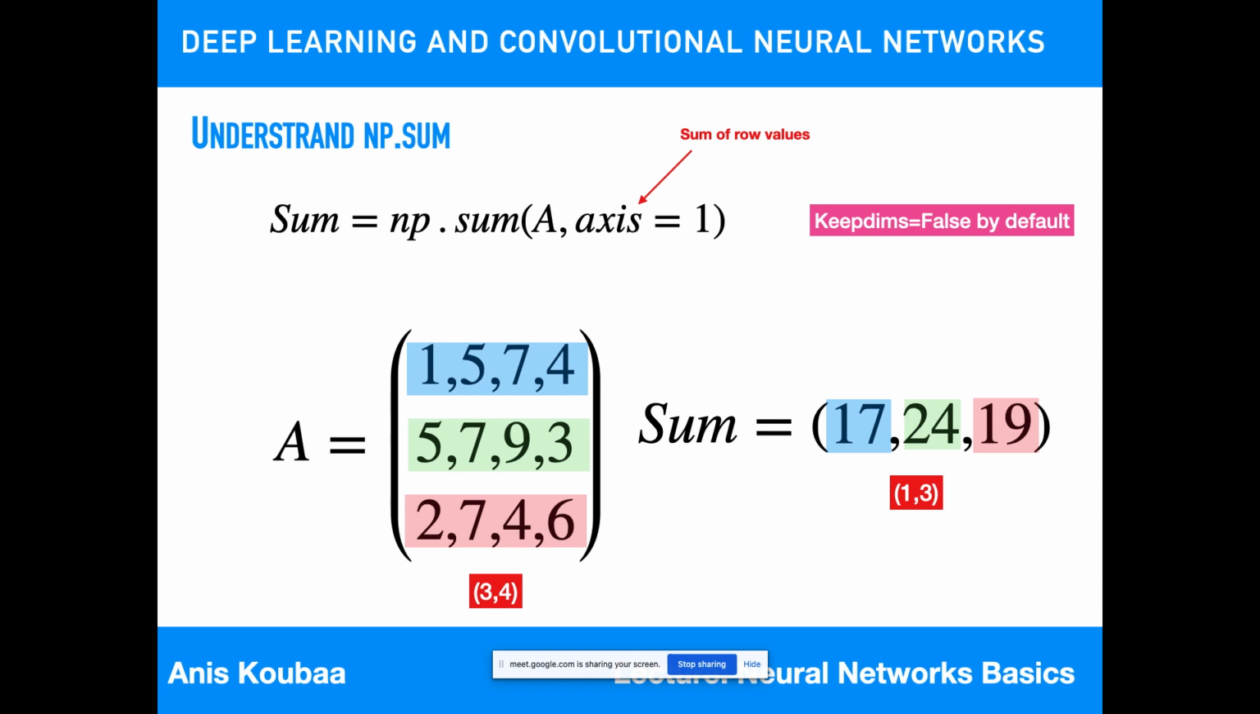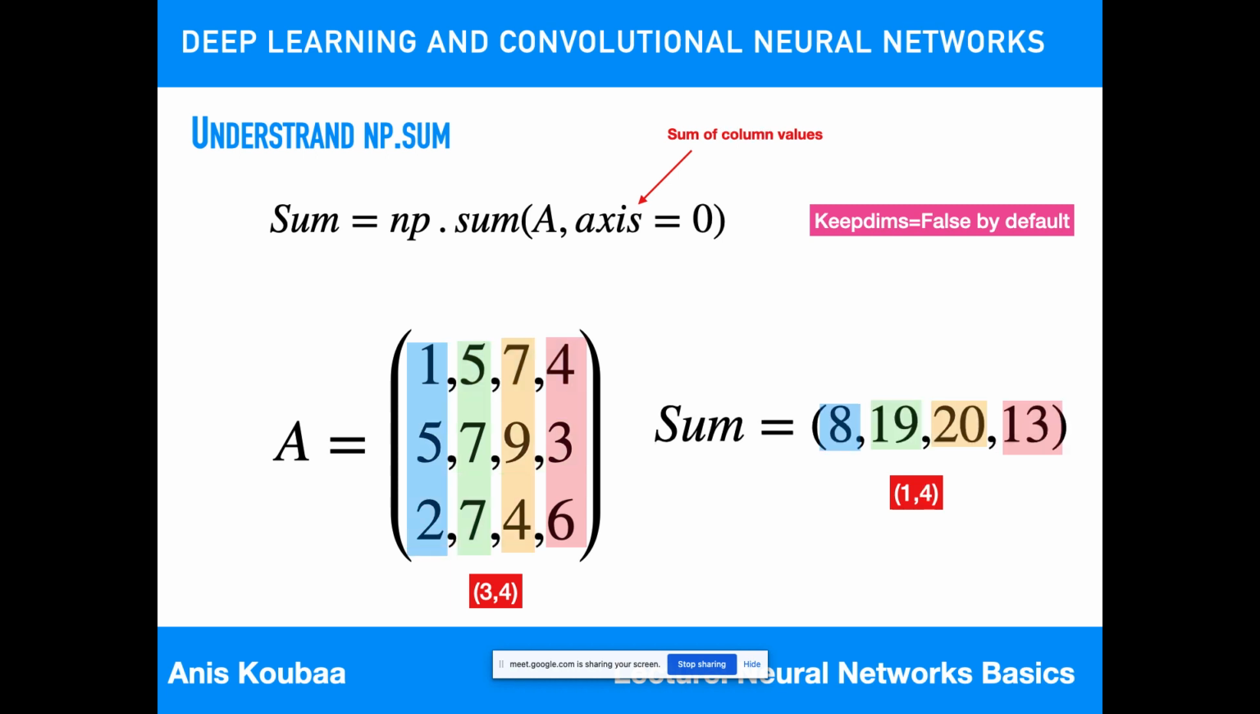Now, for example, here, when you make np.sum, this is the matrix A. You will have a matrix similar to this one, and you will make np.sum of A with axis equal to 1. So what will it do? It will take this row, so 1 plus 5 plus 7 plus 4, and it will find 17. Here it will find 24, the sum of this row, and here it will find 19, the sum of the last row. So this is if you put keep dims equal to false. This is by default. It will return a vector with 3 columns. Now you want to make a vector with 3 rows.